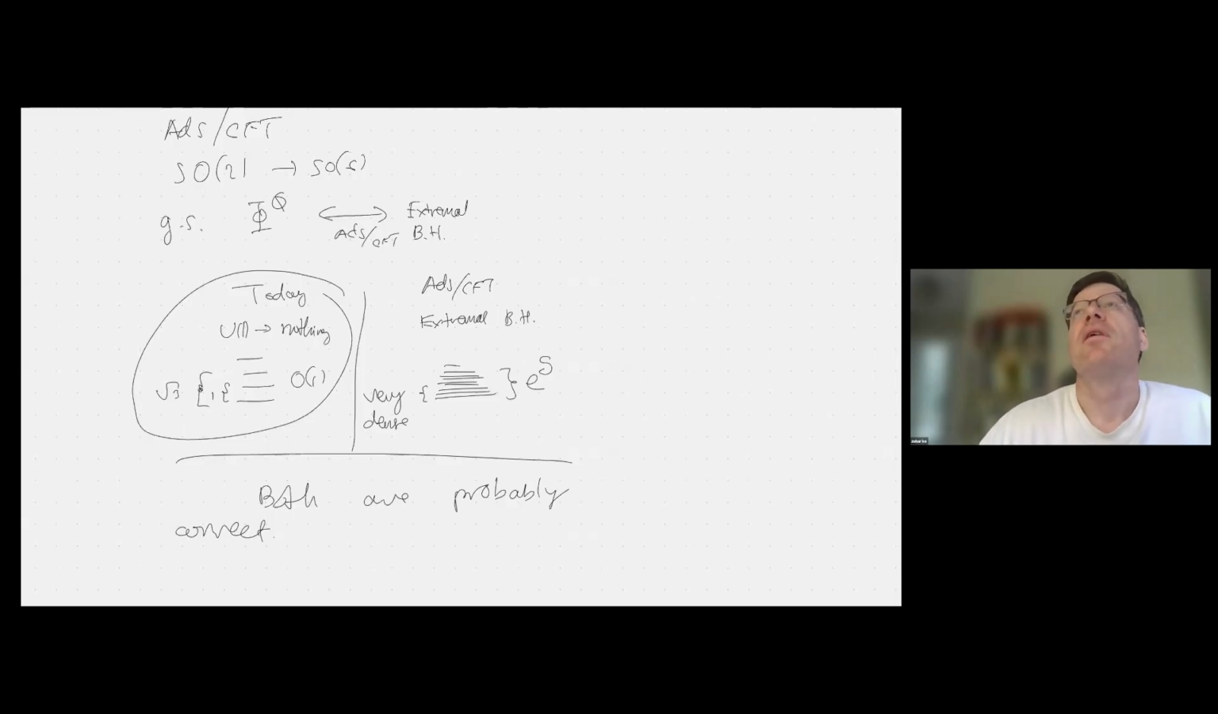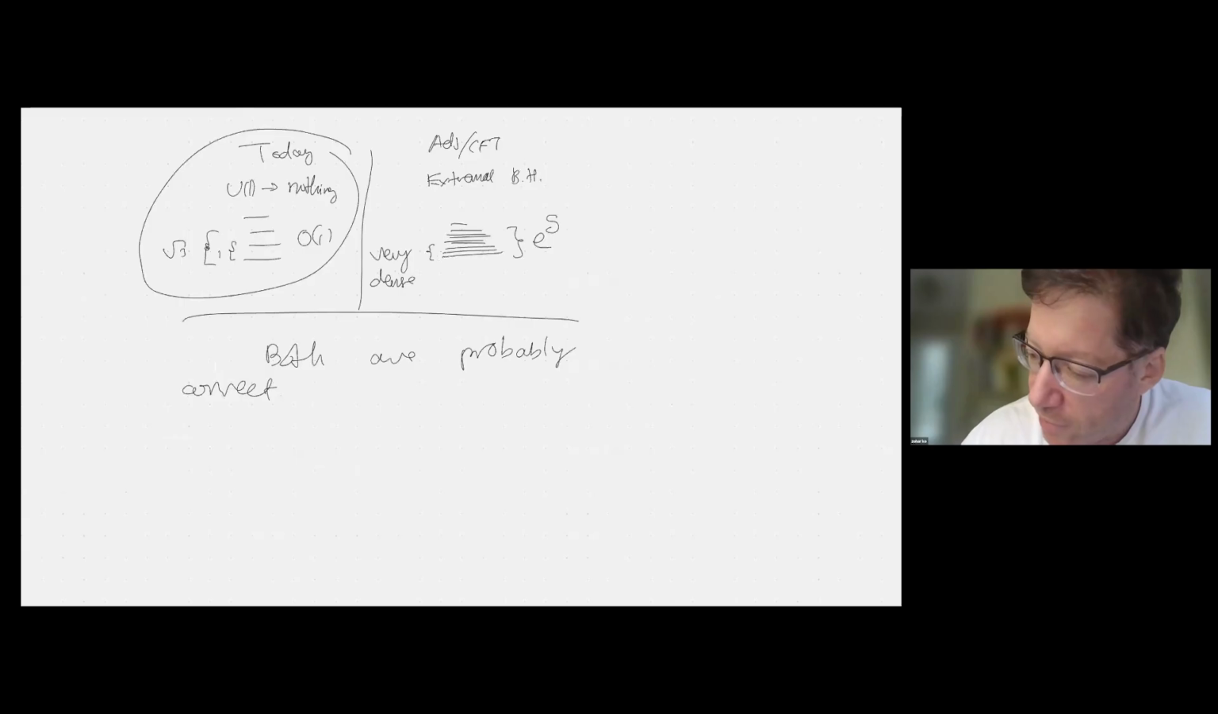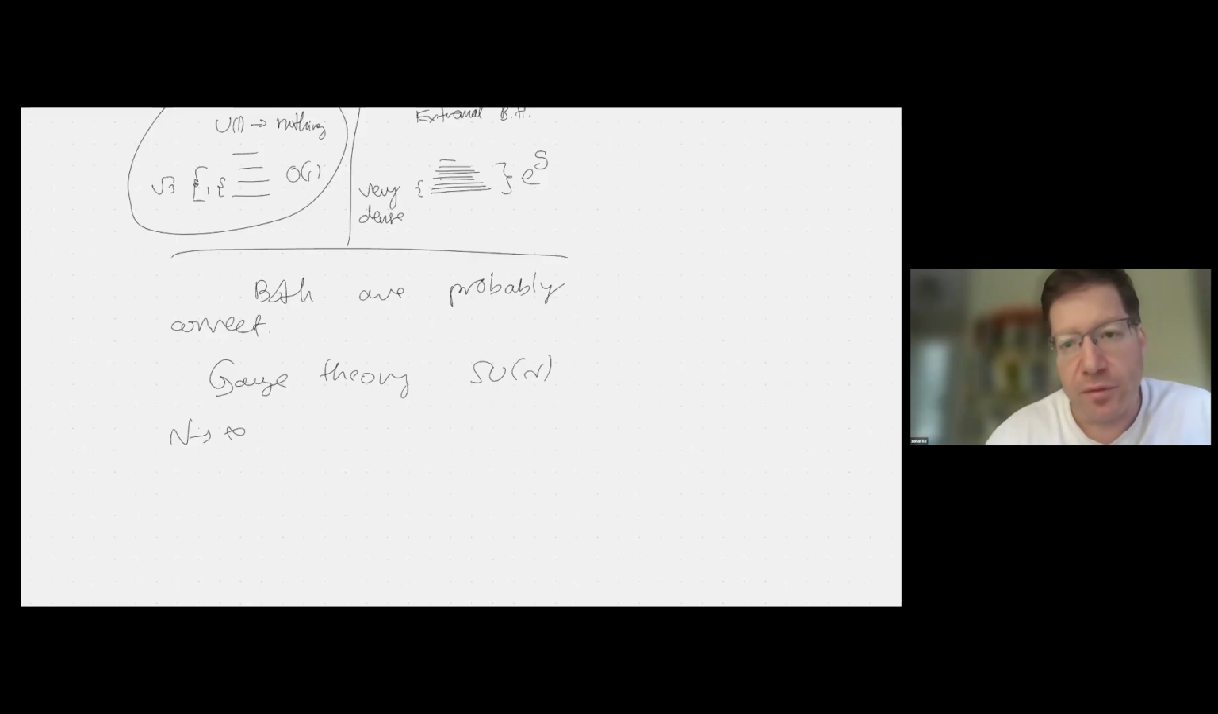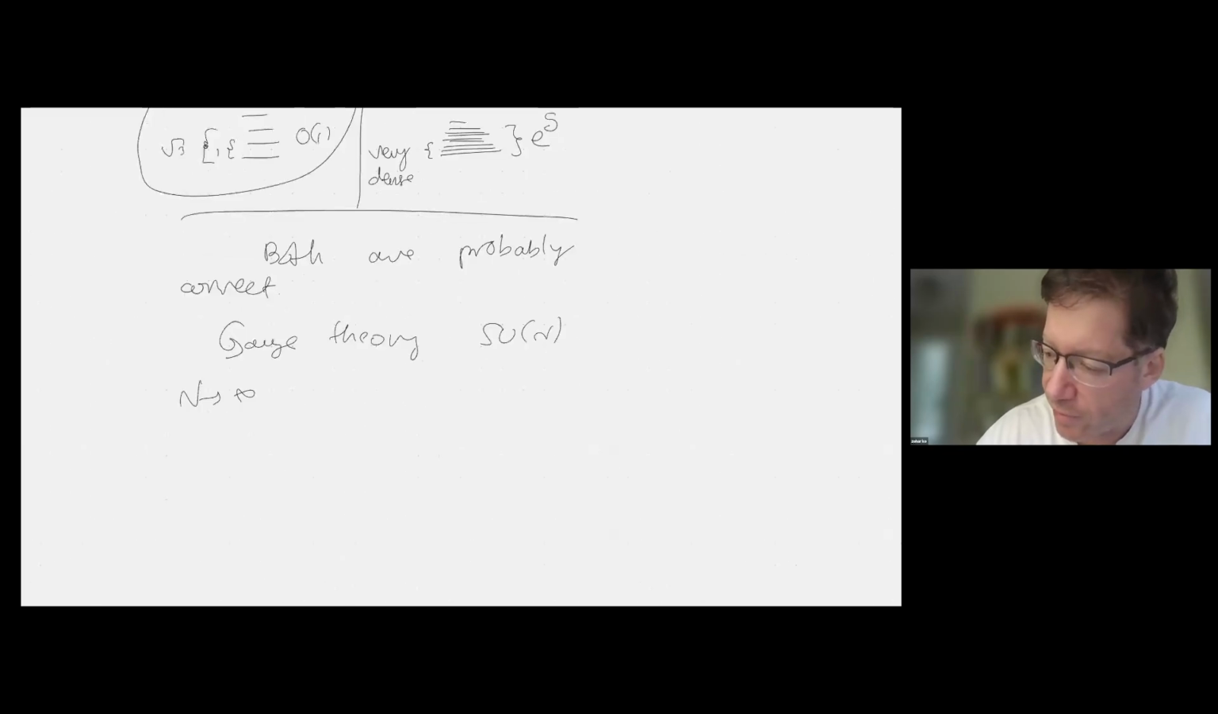I think what's going on is that the gauge theory, or the quantum field theory, that appears in the AdS/CFT correspondence is an SU(N) gauge theory where N goes to infinity. So the gauge theory that appears in the AdS/CFT correspondence has a very large number of quantum fields, N going to infinity. On the other hand, we discussed the O(2) model, which has just one complex quantum field.